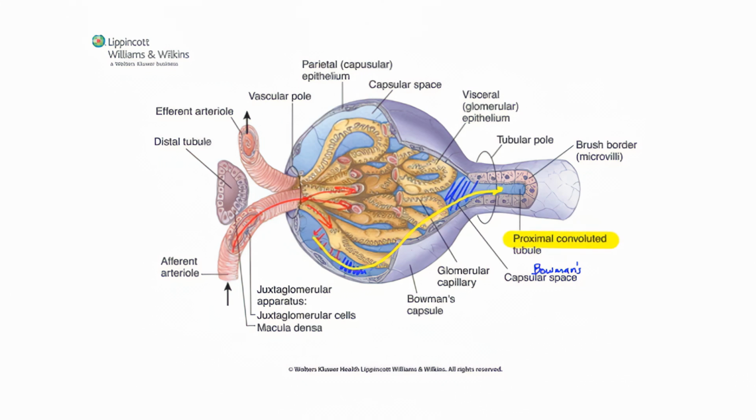Now we'll pick up the flow of the filtrate again in renal 3, and we're going to follow it through the nephron as it turns into urine.